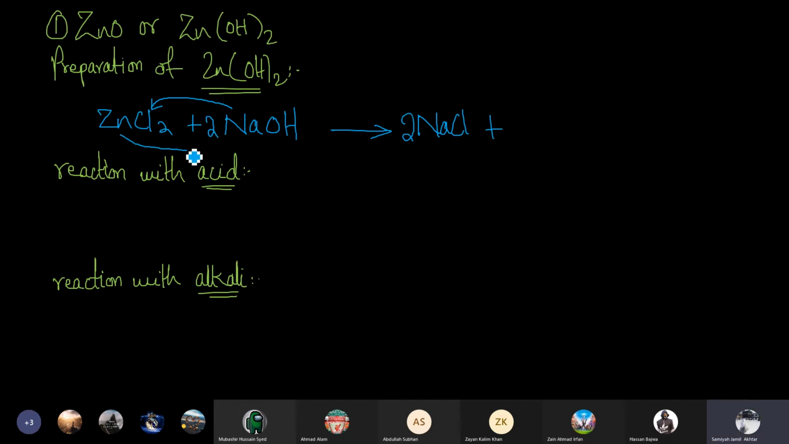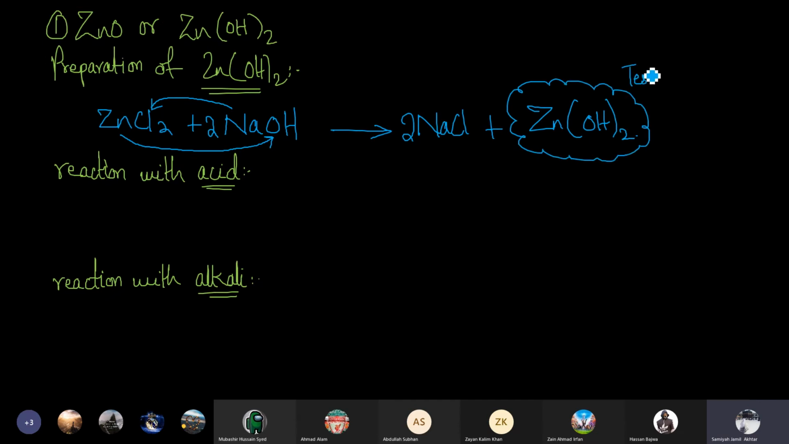And this zinc will react with hydroxide. So we will get zinc hydroxide like this. In this way we can get zinc hydroxide, an amphoteric hydroxide. Now we have to test the zinc hydroxide, whether it is amphoteric or not, whether it can react as both or not.